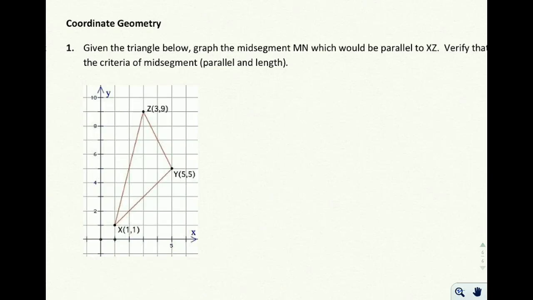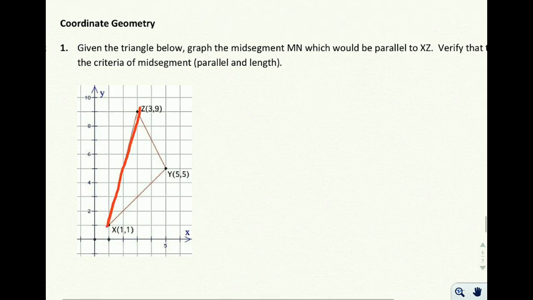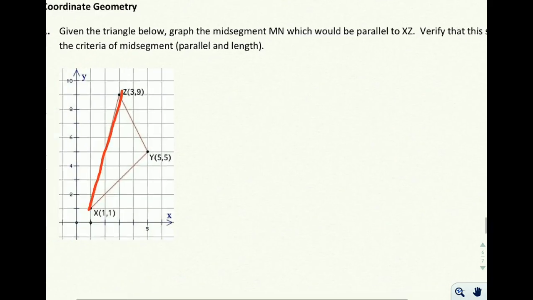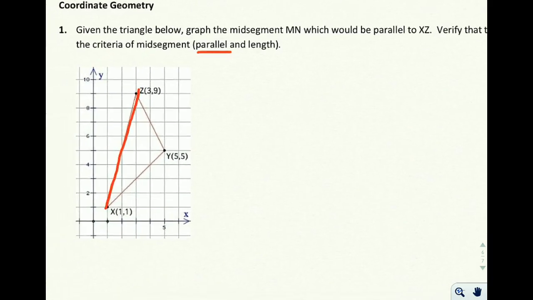Alright, we're still here in section 4, looking at lines and triangles, looking at coordinate geometry. It says, given the triangle below, graph the midsegment MN, which would be parallel to XZ. So parallel to this line here, and it's a midsegment. It says, verify that this segment meets the criteria of a midsegment, which is that it is parallel and has the proper length. And midsegments are always half the length of the parallel segment.